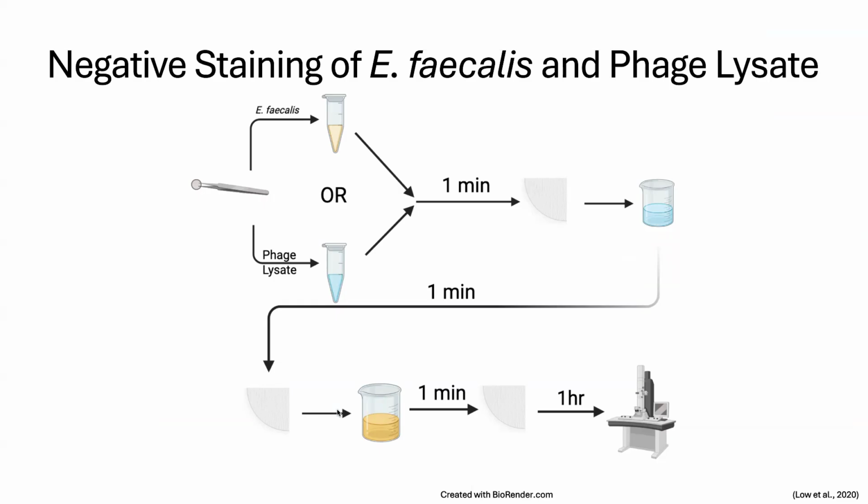We added a drop to a grid. We let that sit on the grid for a minute before drying it off with filter paper. We then added a drop of water to remove any unattached phage or bacteria that we were working with. Let that sit for a minute. And then we dried again with the filter paper, added a drop of uranyl acetate to stain whatever we were working with, bacteria or phage. Let that sit for a minute, dried it off, and then we let it sit for a full hour to dry before we imaged on the TEM.